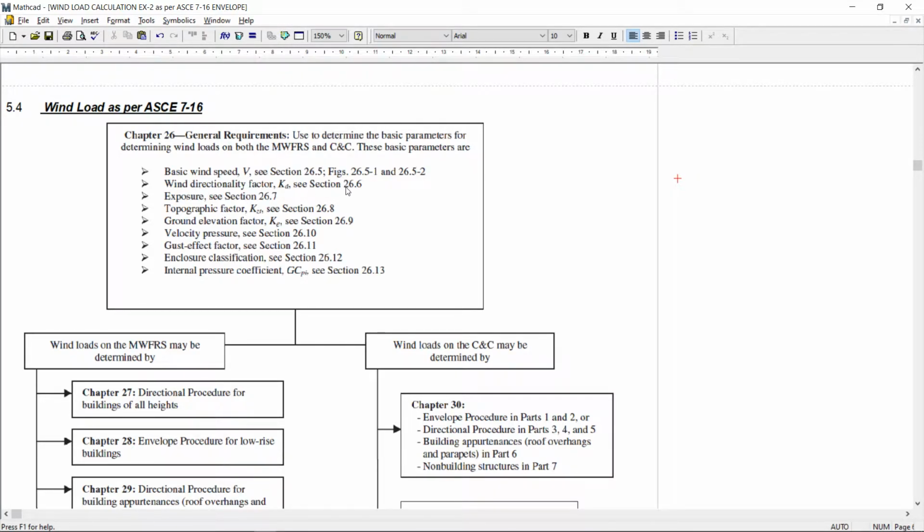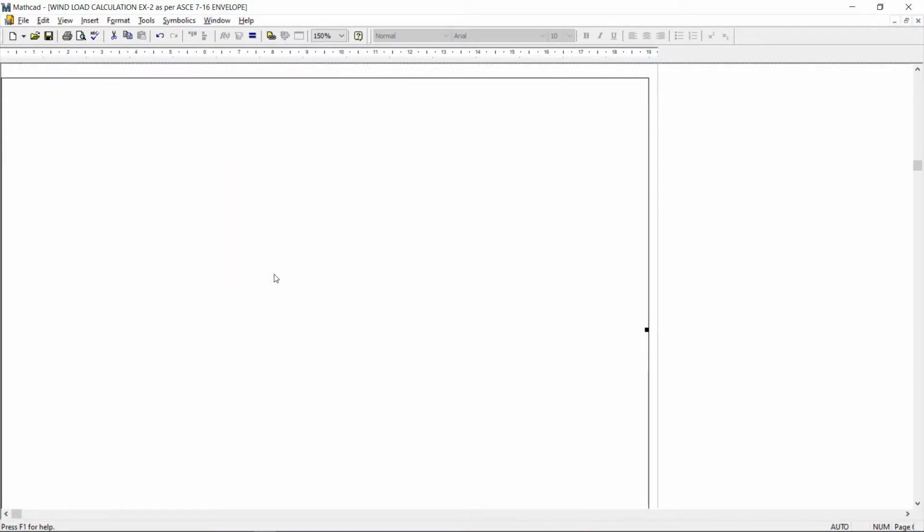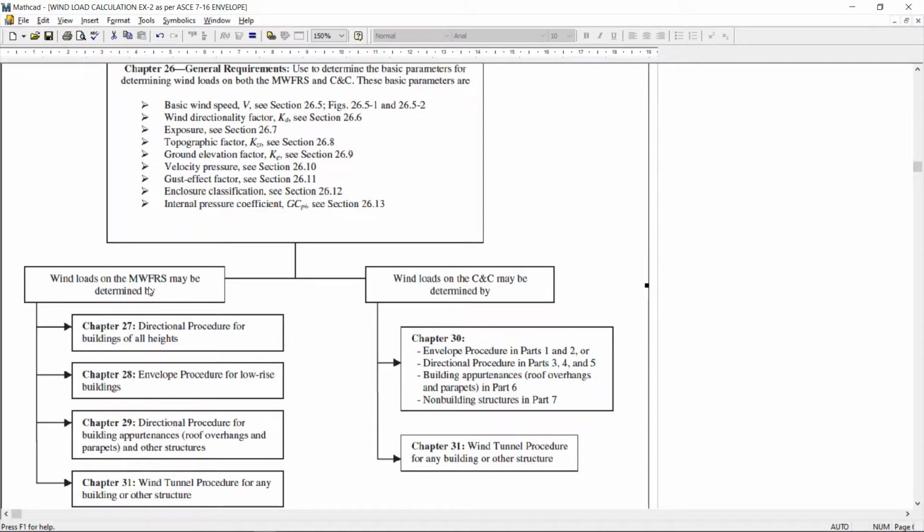The directionality factor KD is in 26.6, exposure in 26.7, topographic factor KZT is from 26.8, ground elevation KE is from 26.9, velocity pressure is 26.10, gust factor is 26.11, and enclosure classification is 26.12, and for internal pressure GCPI is from 26.13. Then there are two parts. One is applicable for the main wind force resisting system, and the other for component and cladding.